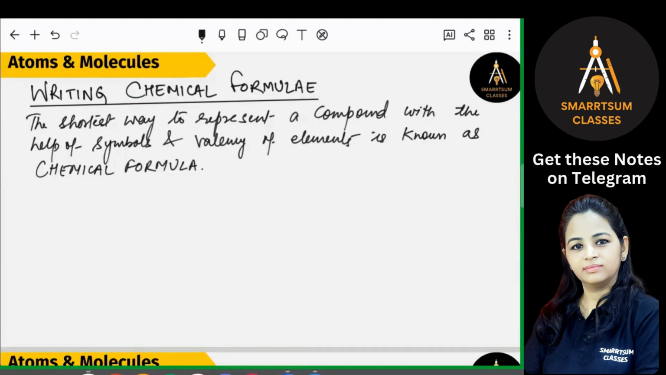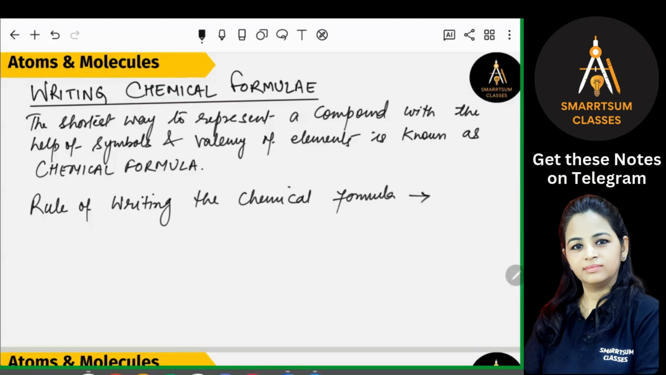Okay, so the chemical formula of a compound shows its constituent elements and the number of atoms of each combining element. In an ionic compound, the charge on each ion is used to determine the chemical formula of the compound. So there are certain rules for writing the chemical formula, right? So let's see what the different rules of writing the chemical formula are.